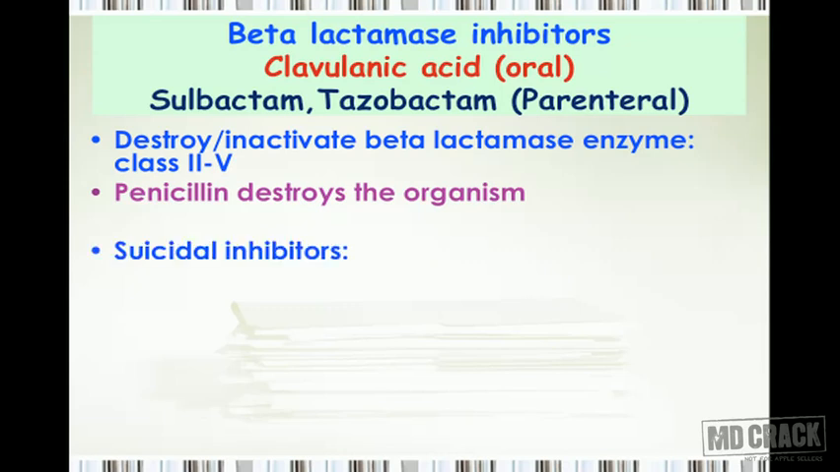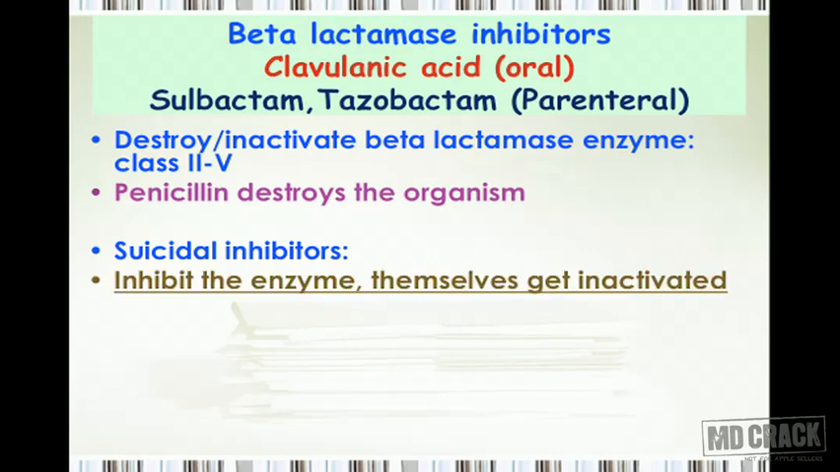So that's the strategy. These drugs are called suicidal inhibitors. The reason is these drugs inactivate beta-lactamase enzyme, but in this process they themselves get destroyed. It's like a human bomb or suicidal bomb. So the drug inactivates the beta-lactamase enzyme, and the drug itself also gets destroyed. So we call them suicidal inhibitor. They inhibit the enzyme and themselves get inactivated.